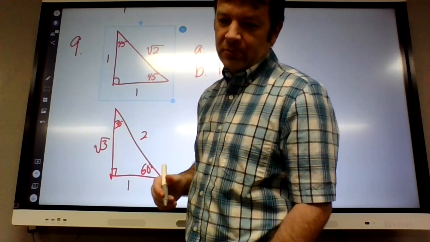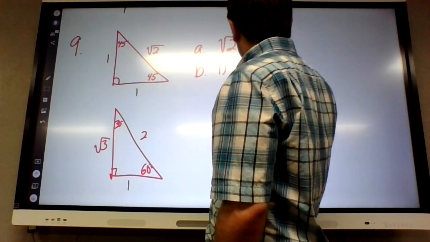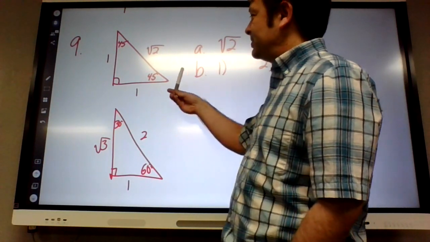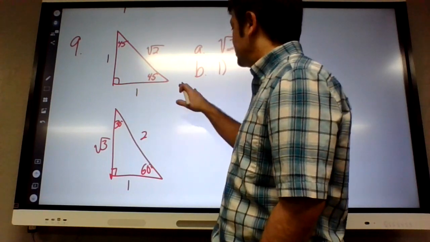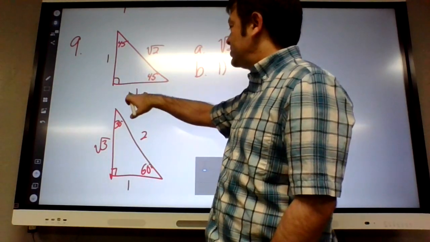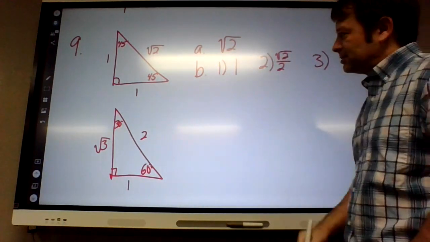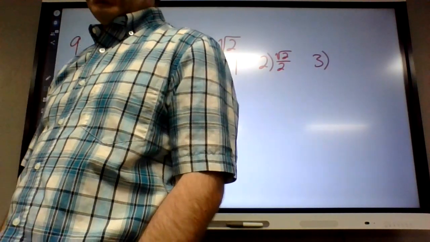Wait, I did number 1, part 1 wrong. I did opposite over hypotenuse on that one. Whoops. Okay, that was supposed to be tangent, which is opposite over adjacent. Nobody's catching me on these. Opposite over adjacent, 1 over 1. So that one is 1. Too busy thinking about how there's 3 parts to part B.